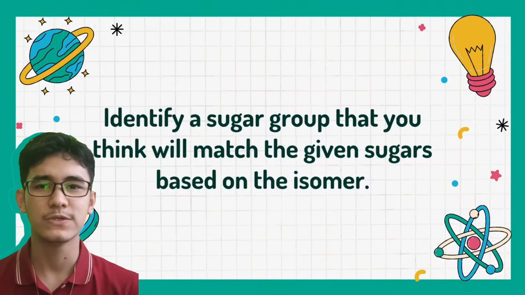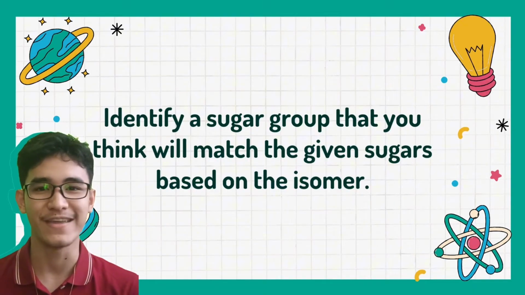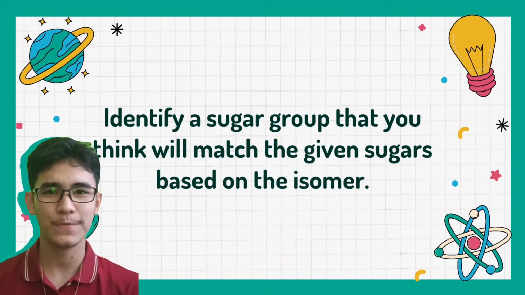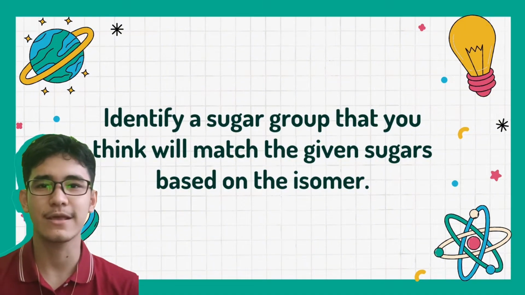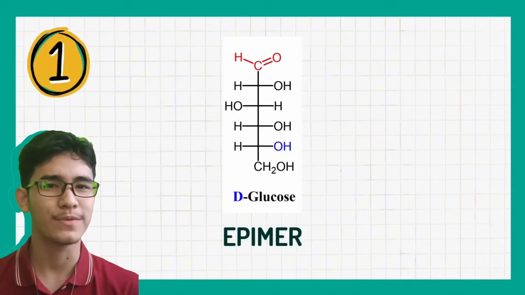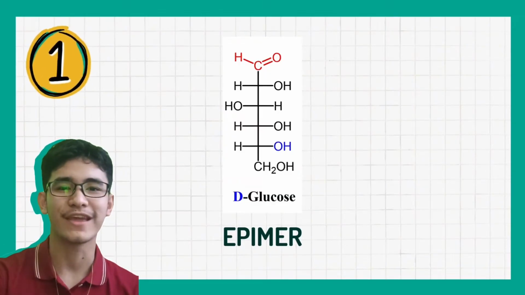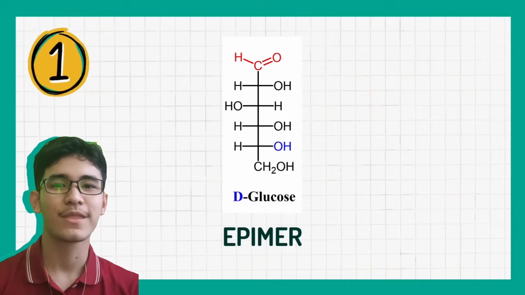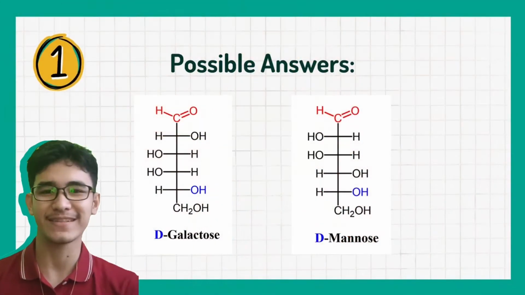So, before we start our discussion, why don't we have a few drills that will get our memory revved and started? All you have to do is identify a sugar group that you think will match the given sugars based on the isomer. So, are you ready? Alright, why don't we go off with D-glucose? What would be its epimer? 5, 4, 3, 2, 1. If you answer D-galactose or D-mannose, then boom, you are correct.